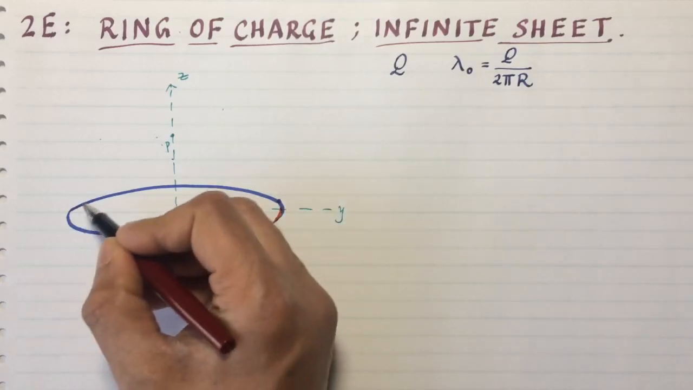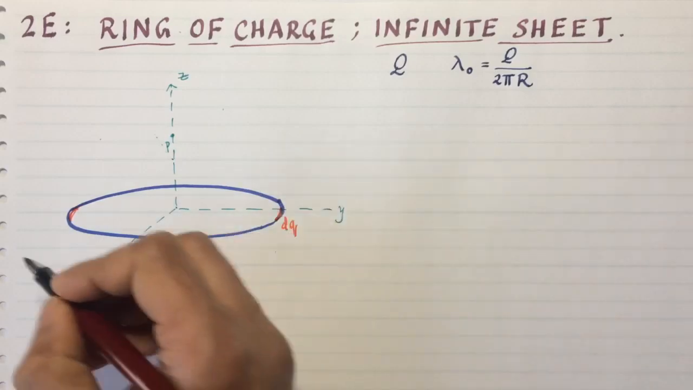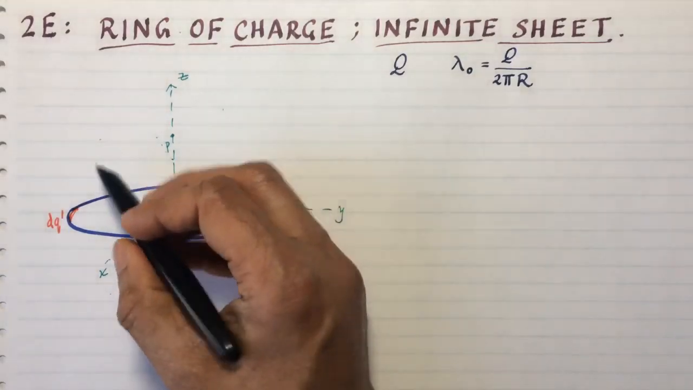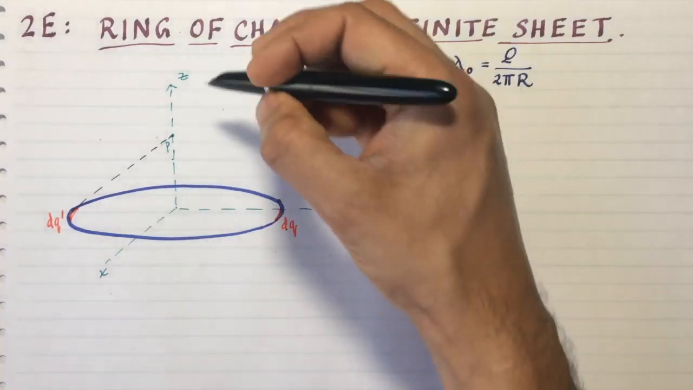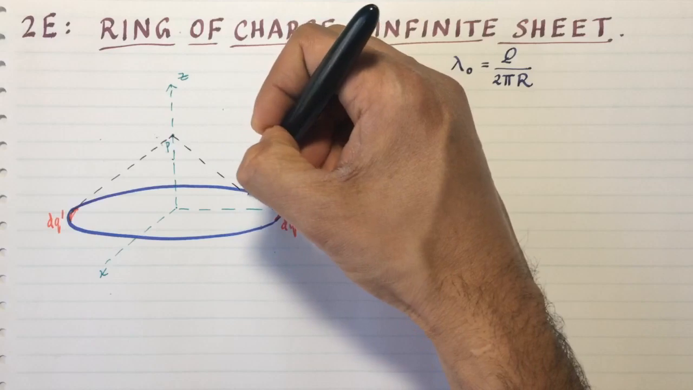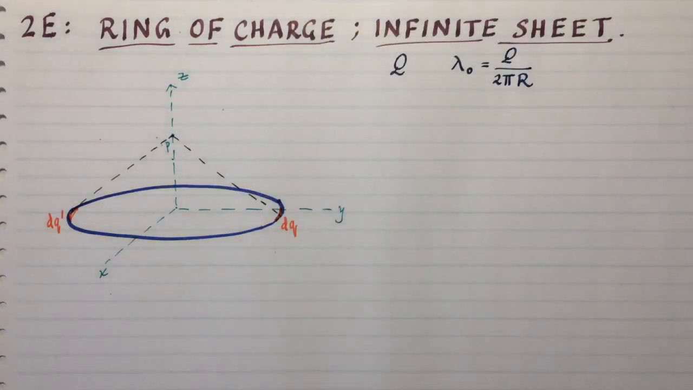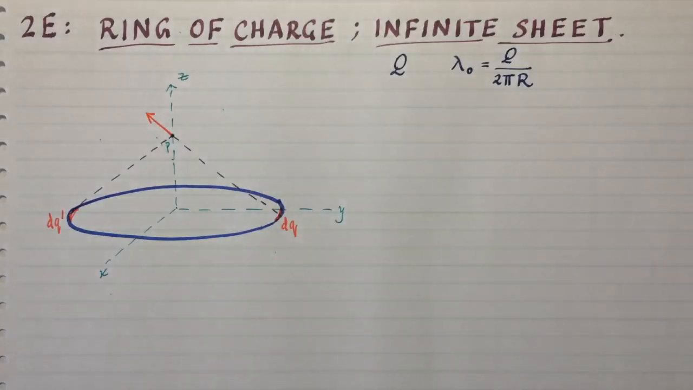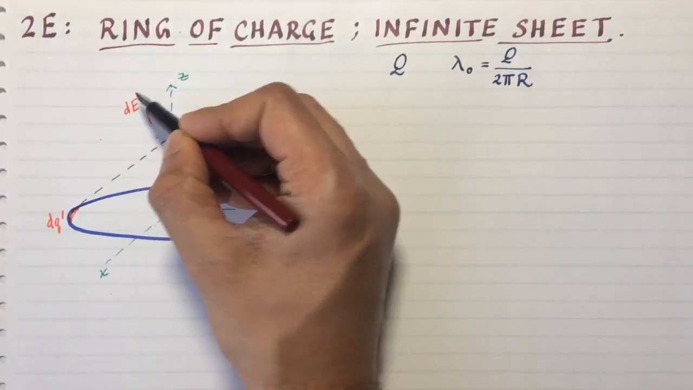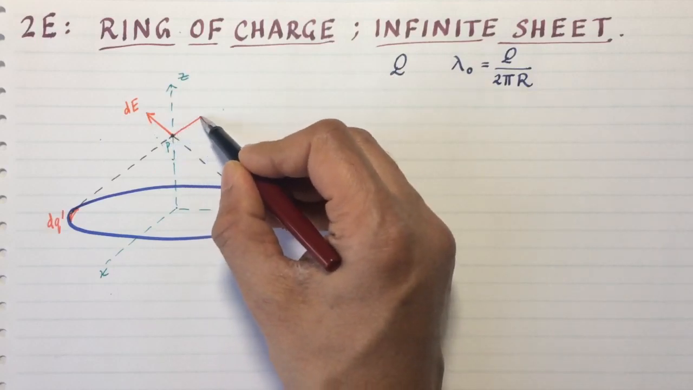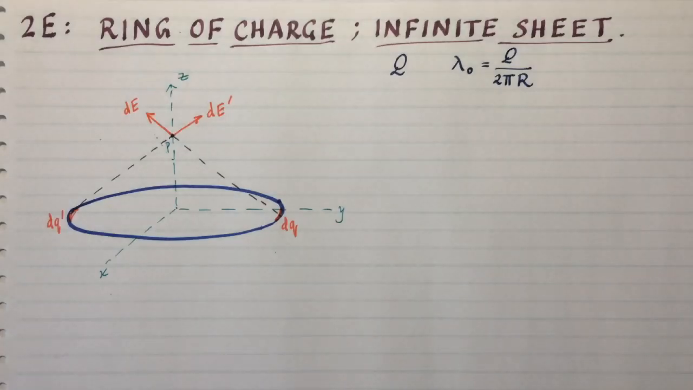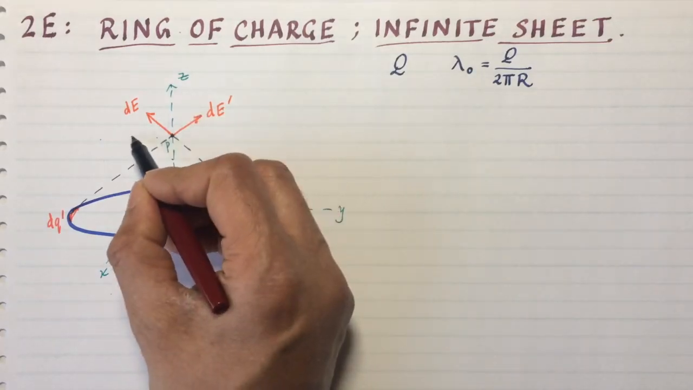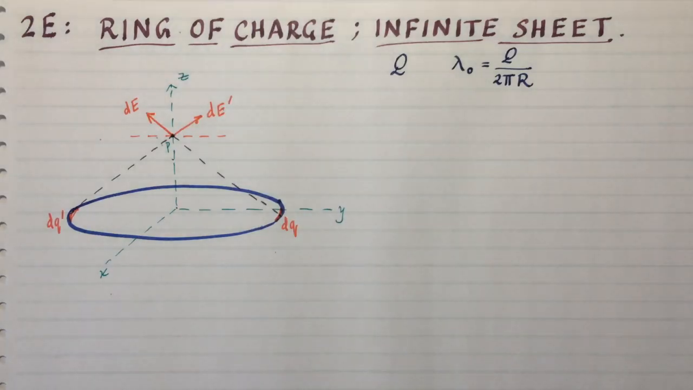So let's take a small element here, dq, and the corresponding mirror element, dq prime, and see what kind of electric fields they exert at the point P. Now since the whole ring is one kind of charge, I'm going to assume it to be a positive charge. The electric field due to dq is going to be in this direction, and the electric field due to dq prime is going to be in this direction. I'll call them dE and dE prime respectively. As you can see, the components along the xy plane will cancel out, leaving us with just a component along the z-axis that add up together.